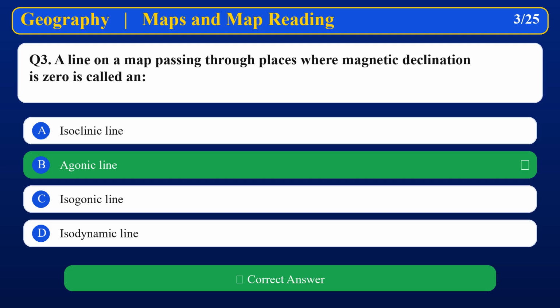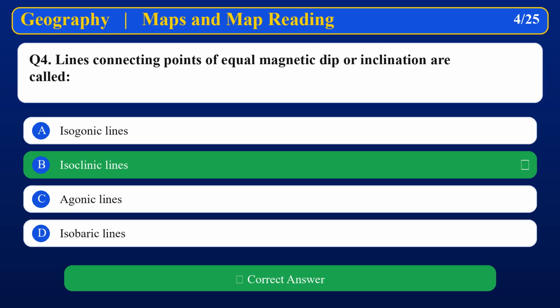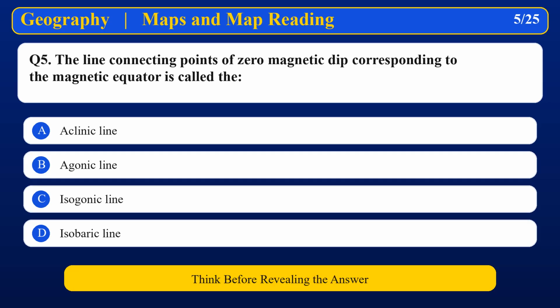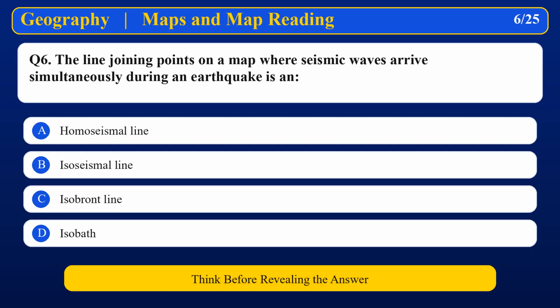Lines connecting points of equal magnetic dip or inclination are called isoclinic lines. The line connecting points of zero magnetic dip, corresponding to the magnetic equator, is called the aclinic line. The line joining points on a map where seismic waves arrive simultaneously during an earthquake is a homoseismal line.